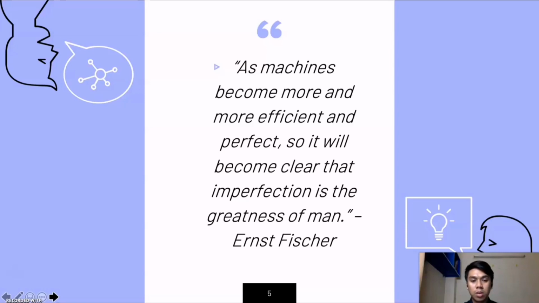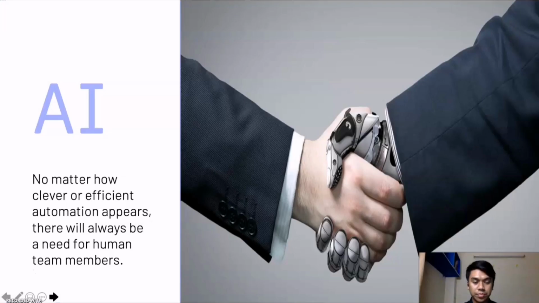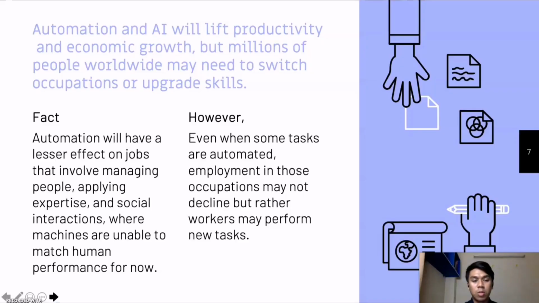As machines become more and more efficient and perfect, it will become clear that imperfection is the greatness of man. Automation or AI: no matter how clever or efficient AI appears, there will always be a need for human team members. Automation and AI will lift productivity and economic growth, but millions of people worldwide may need to switch occupation or upgrade skills. In fact, automation will have a lesser effect on jobs that involve managing people, applying expertise and social interactions, where machines are unable to match human performance for now.